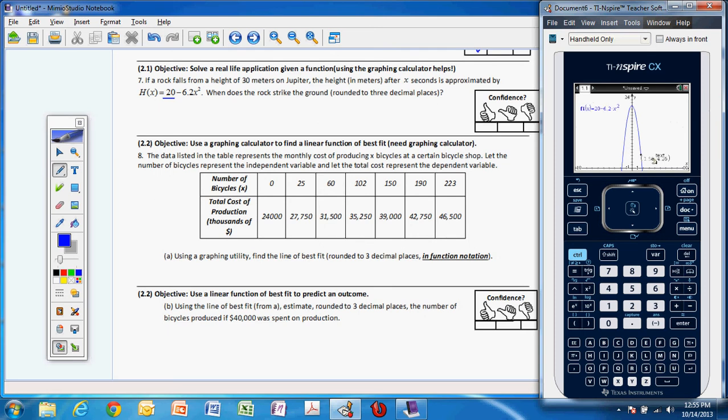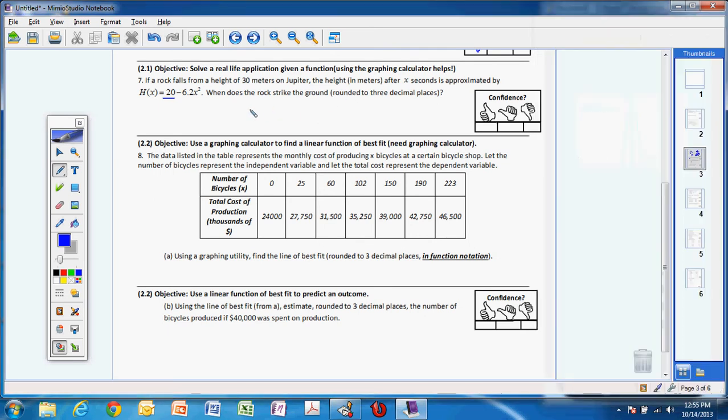So if we're looking at this, let's look back at our paper for a sec. So from here, it says when does the rock strike the ground? So if I have all the ordered pairs on my graph, the x coordinate is talking about time, and the y is talking about the height. So in this case, we want to know when does the rock strike the ground.